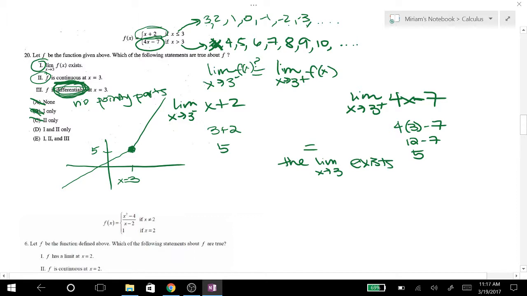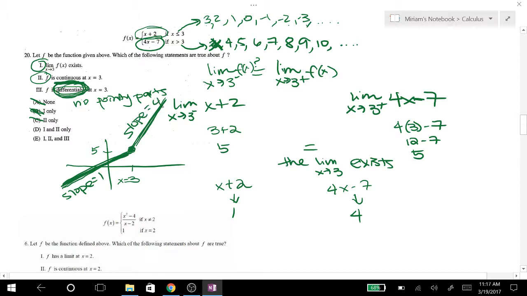Okay, there's a few ways you can go about this. You can look at the graph and say, well, this is linear from both sides. If I take the derivative of x plus 2, the derivative is 1, so the slope here is 1. And on 4x minus 7, if I take the slope of that, it's going to be 4. So that means the slope of this line is 4.